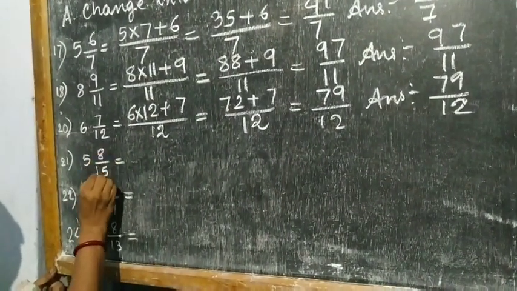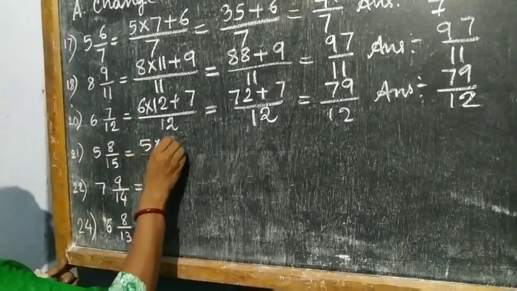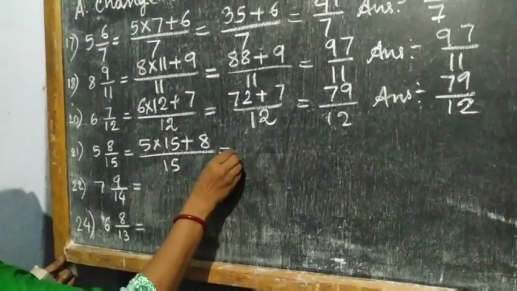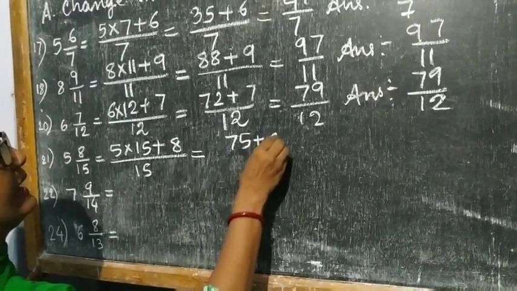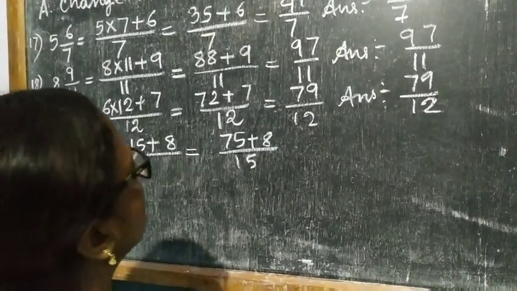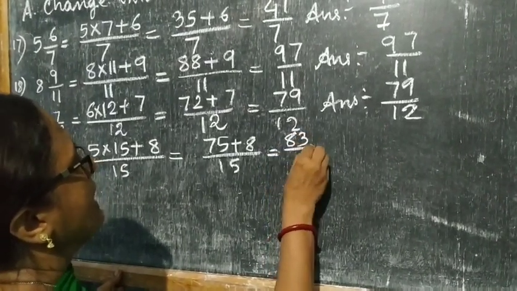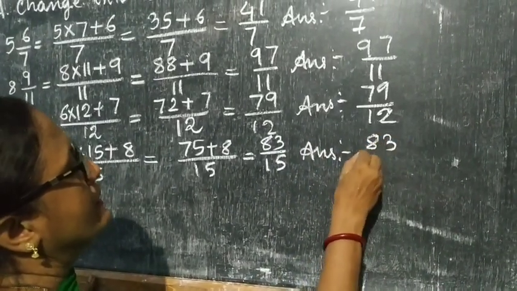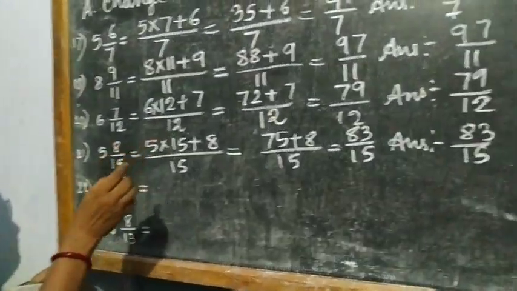So 5 8 by 15, sum number 21: 5 8 by 15. So 5 into 15 plus 8 by 15. So 15 into 5, 75 plus 8 by 15. 75 plus 8, 83 by 15. Answer: 83 by 15. Now 83 by 15 is a normal fraction.